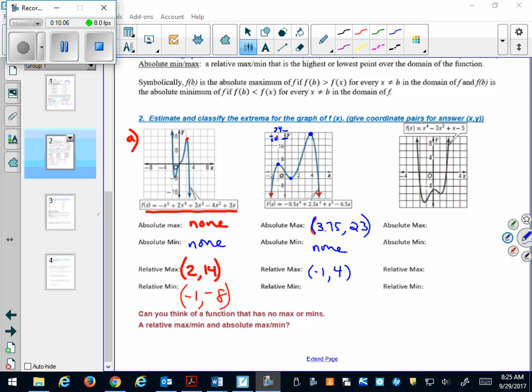Okay, so absolute maximum is here. That's the highest point the whole graph reaches ever. Relative maximum is here because that is a high point in the graph, but not the highest point. And then the relative minimum is going to be here. So we need an ordered pair for that. What'd you get for that one? Buddy, what'd you get?